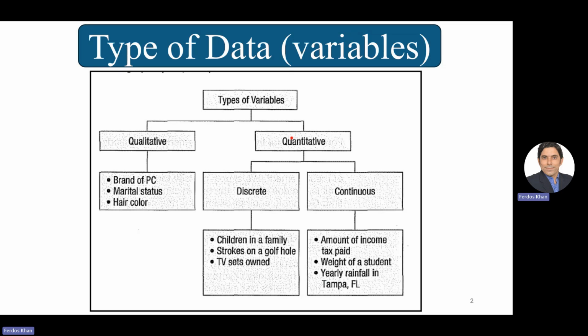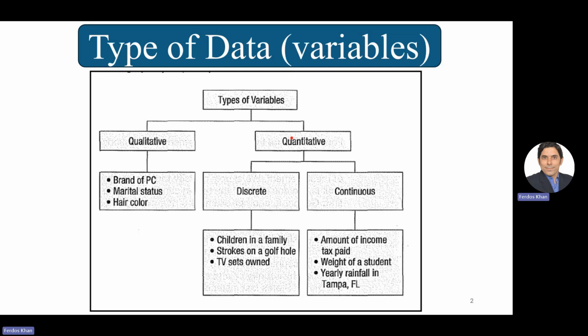Another example is the number of strokes on a golf hole, and the number of TV sets, meaning maybe 1, 2, 3, 4, 5, and so on. You cannot say I have 3.5 TV sets. That's not correct. Similarly, if you say that you have 2.5 children, that's ridiculous. It has no meaning. So this is something about discrete variables.